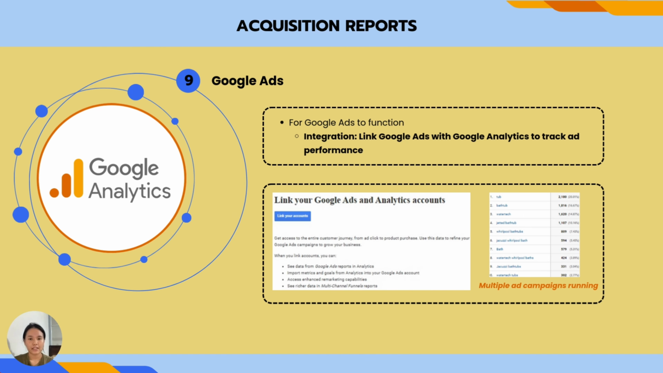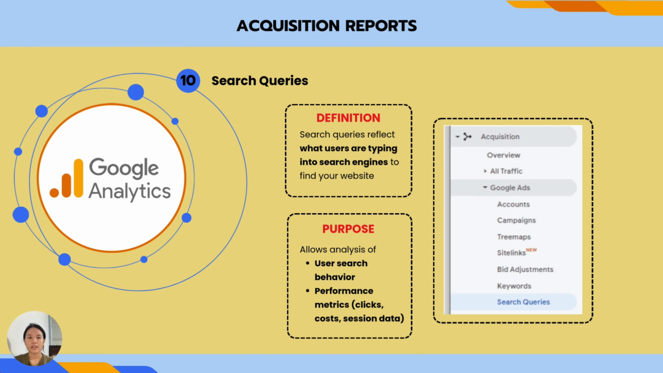So that's it. Next, we talk about search queries. This report shows what users type into Google before clicking your site. If many users search "return policy" with your brand, it suggests that customers are unsure about your return process, indicating an opportunity to improve your FAQ, value page, or checkout copy.